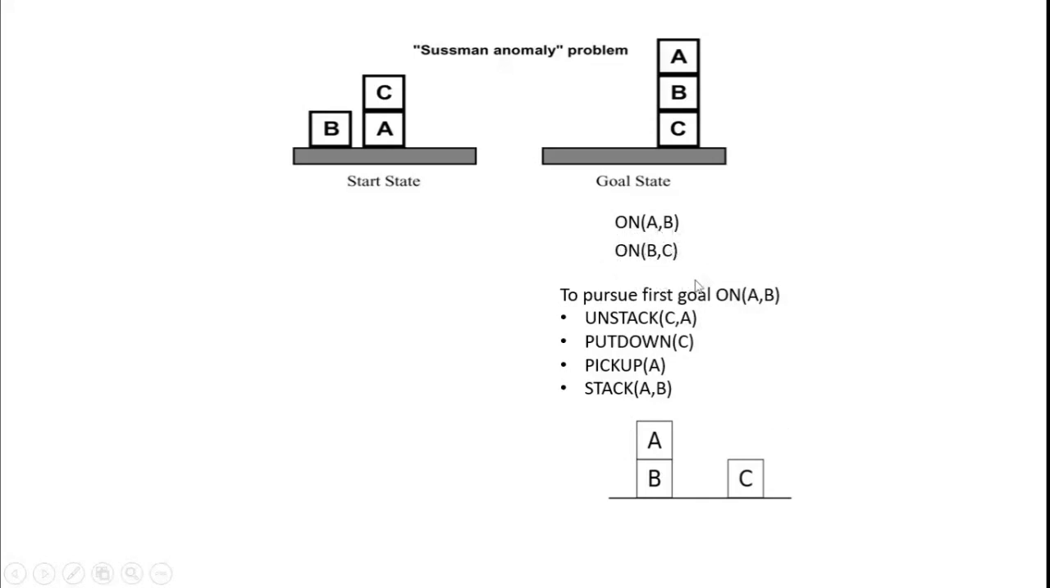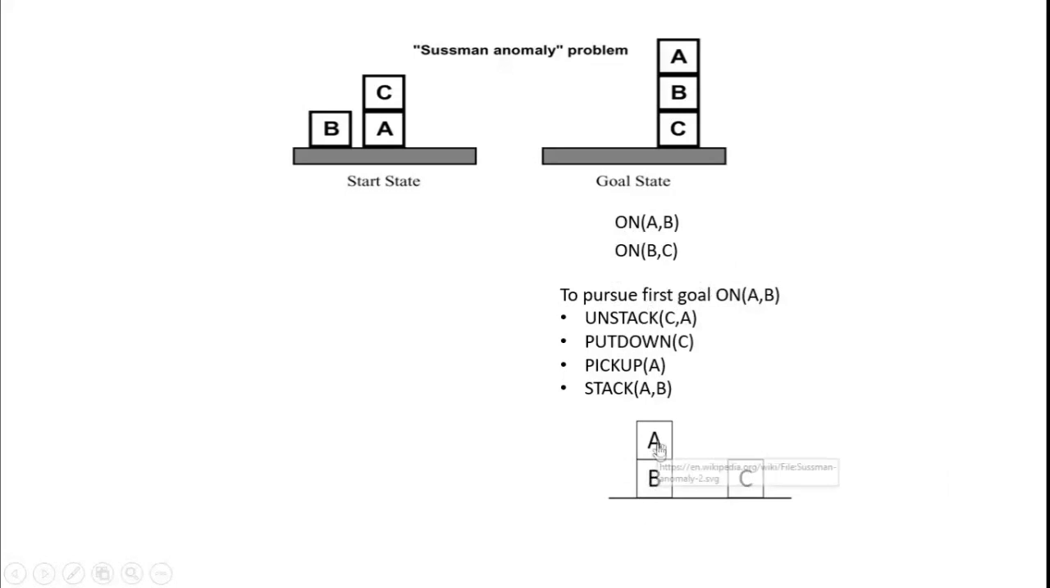If you want to achieve the second goal, on B comma C, you cannot do it without disturbing the first goal. Because if I want to achieve the second goal, what I need to do? I need to put B upon C. First, I need to unstack A comma B, put down A, pick up B, stack A comma C, stack B comma C. In that way, I can achieve the second goal.